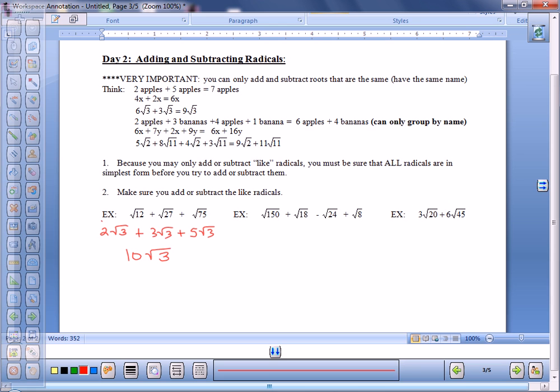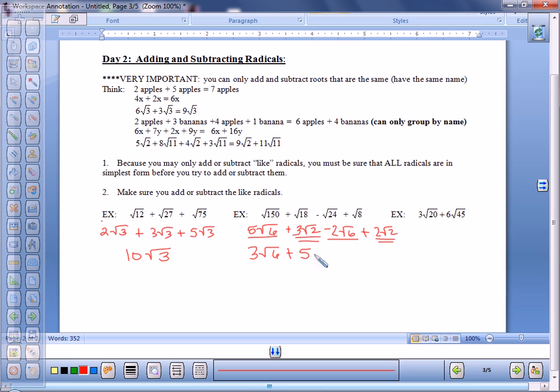Okay, so let's take a look at what we simplified. Did you get 5 roots of 6? Yes. Did you get 3 roots of 2? Yes. Okay, what'd you get for 24? 2 roots of 6. And what about for 8? 2 root 2. Okay, so now we're going to add the like ones. So this gives me 3 roots of 6 and 5 roots of 2 plus 5 roots of 2.